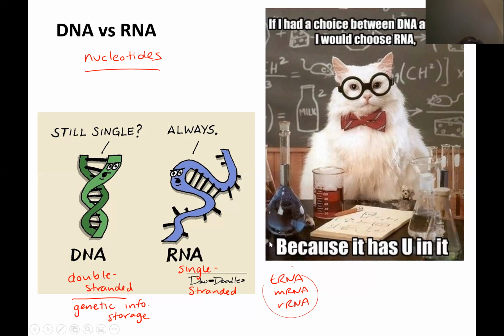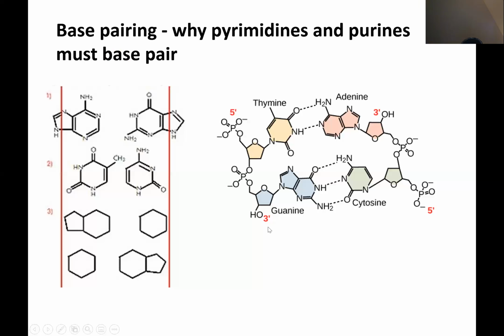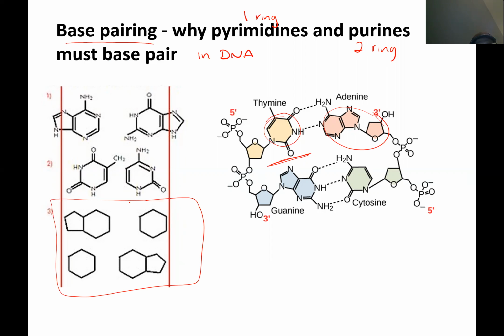So let's remind ourselves about the nucleotides. Let's focus on DNA primarily and base pairing. And one of your objectives is why do pyrimidines and purines base pair, in DNA? You're always going to have a base pair of a pyrimidine, which has the smaller one-ring structure, and a purine, which is larger with a two-ring structure. And these all go together because this is how it fits into that double helix space.